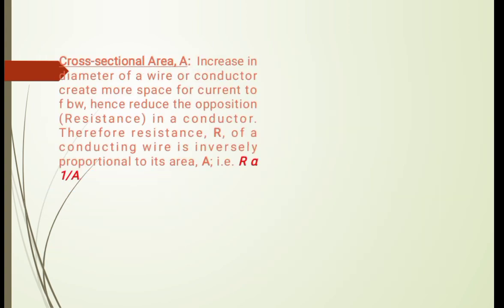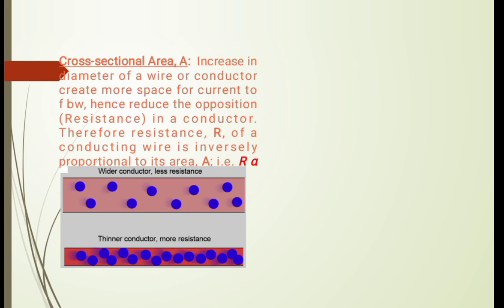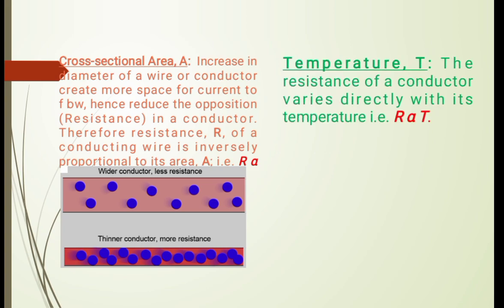Okay, let's look at another factor. The second factor we'll be considering is the cross-sectional area of a conductor. What is cross-sectional area? That is the area through which the current will flow into the conductor. Now consider another pictorial representation. We can see a wider conductor compared with a thinner one.